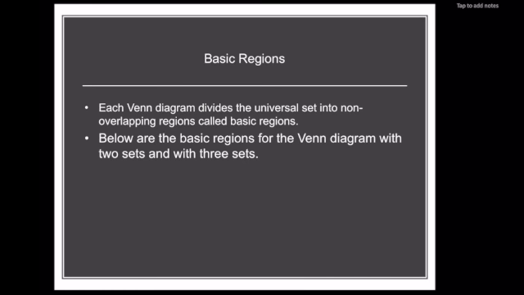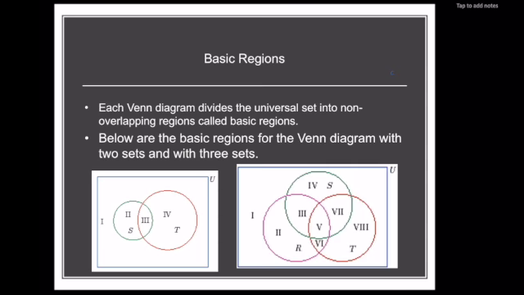Each Venn diagram, what it does is it divides our universal set, that's the whole area, into what we call basic regions. So here are the basic regions for 2 and 3 Venn diagrams. There we go, 2 and 3. So here are the basic regions. And we can use these basic regions to solve questions about sets and to solve questions about counting.